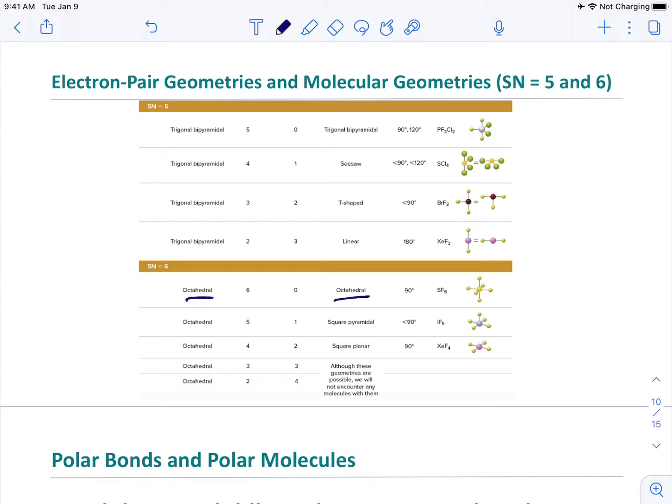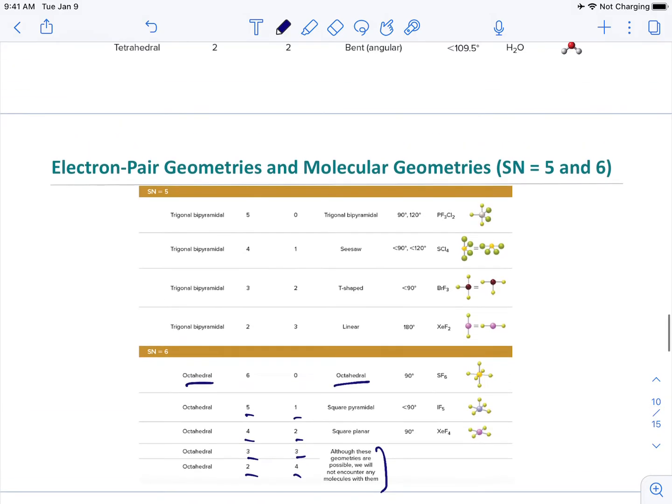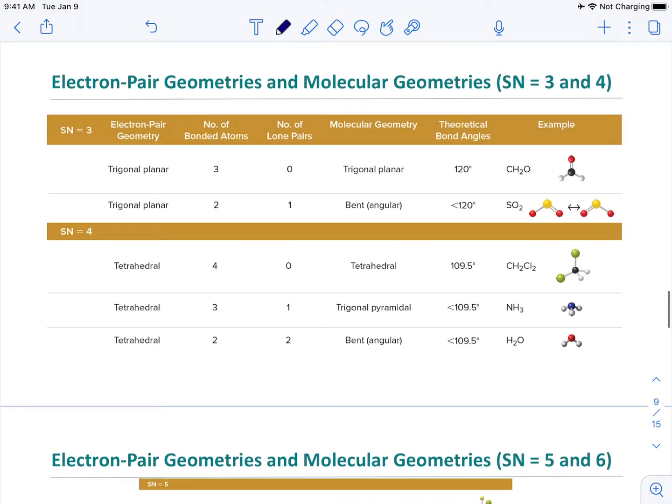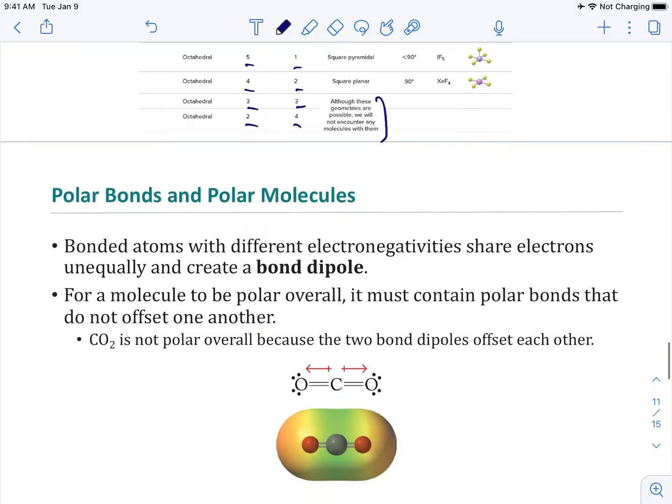But then you got a combination here with 6. You got 5, 1. You could have 4, 2. You could have 3, 3. You could have 2, 4. Okay? These are pretty rare, so we don't really discuss these. And here it is for SN5, and you have all these options. Seesaw, because you actually see the model. If I bring it into class, you'll see what I mean by a seesaw, and I'll try to show you that. You got things like T-shaped. Okay? So there's the ammonia and water that we did. And that's what you get out of this.